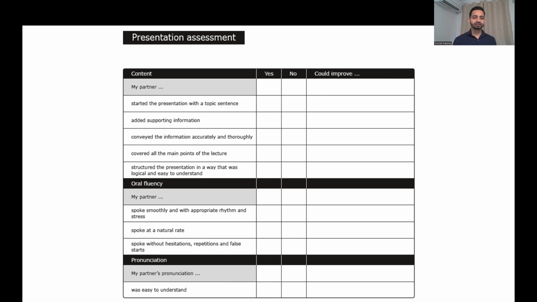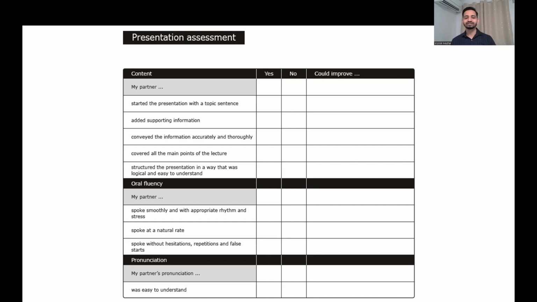Second thing is oral fluency. You should have smooth and appropriate rhythm and stress. Speak at a natural rate. Speak without hesitations, repetitions, and false starts. False start means, again, going back and correcting yourself. You shouldn't correct yourself in any case.